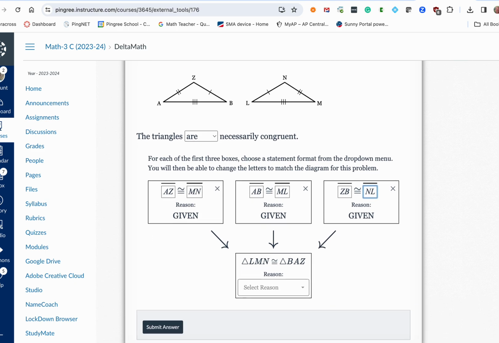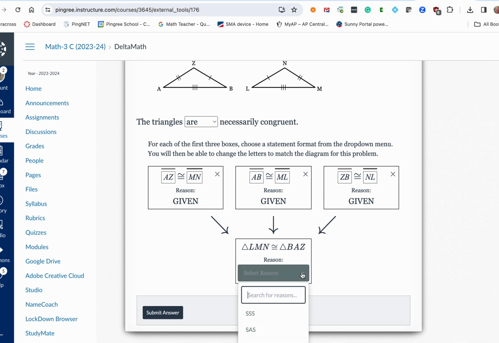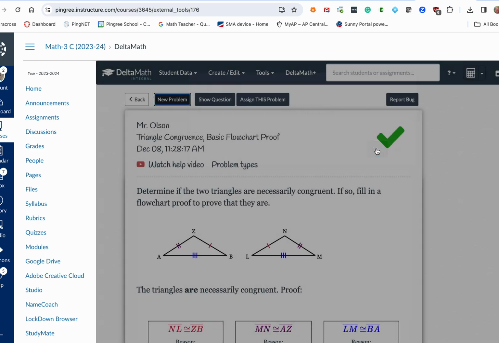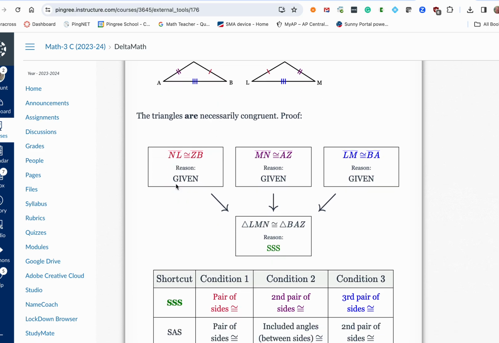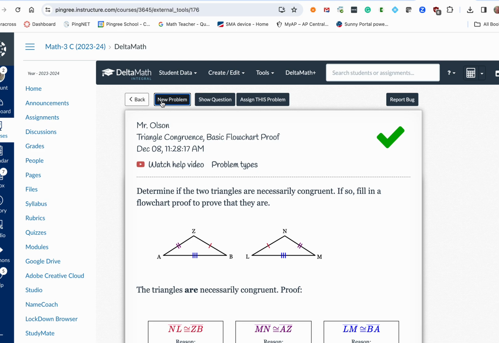So if I'm careful, that should work. The final reason is side, side, side. You only have one of these to do. Hopefully I haven't typed anything wrong. And you can see you only need to do one of these. Each one will take a little while. It's really good practice though.